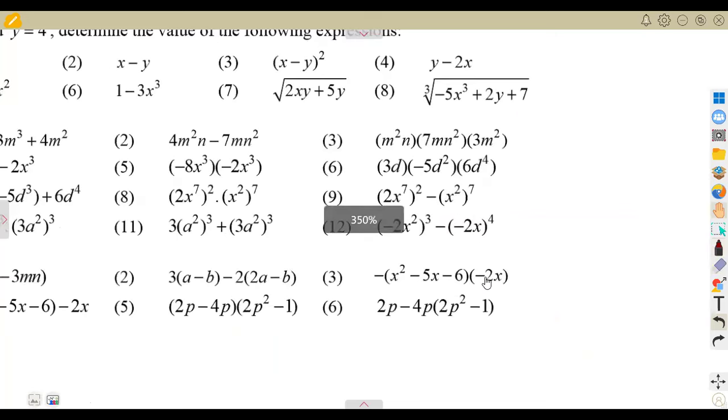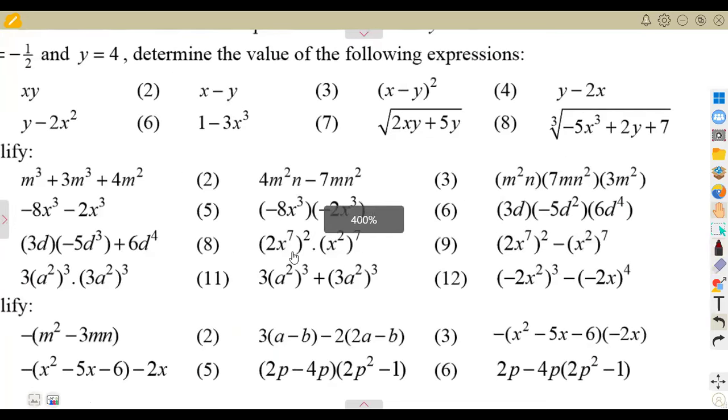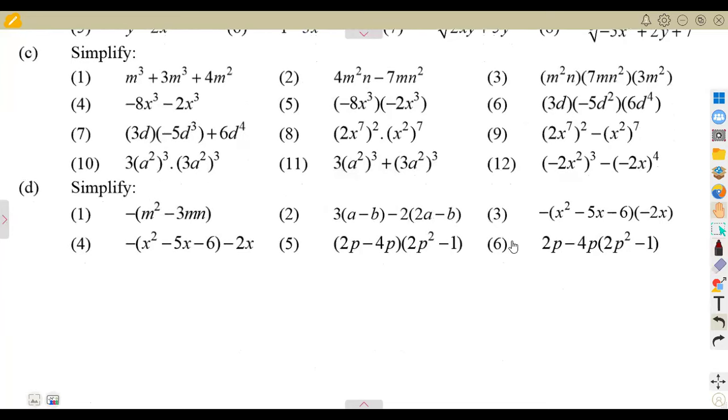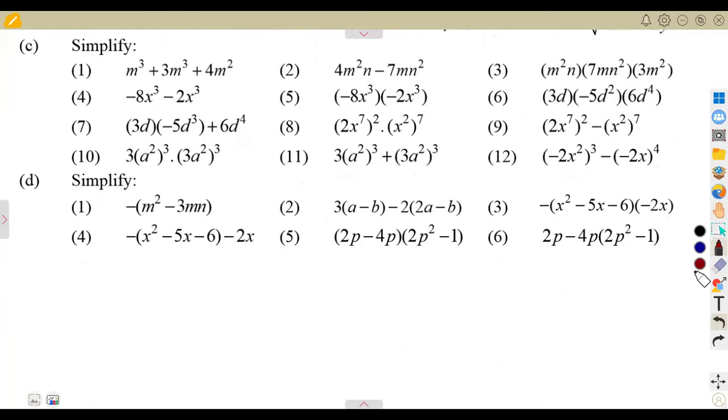So I want you to try as many questions on this part, even this one. Let's see where there's a challenge. Let me know so that we can work that part together. On number C, these typical questions, what exactly are you given that you need to simplify?